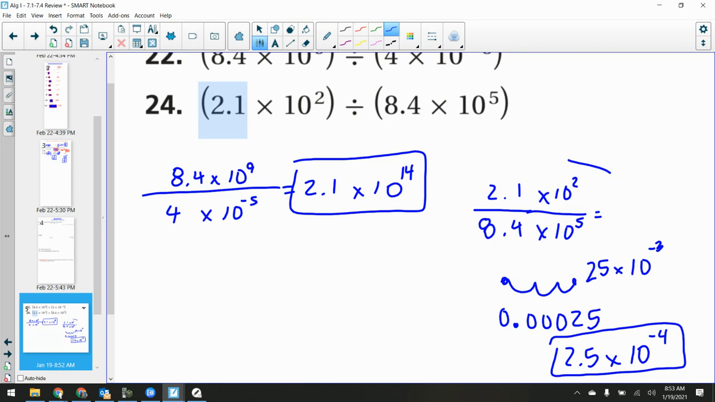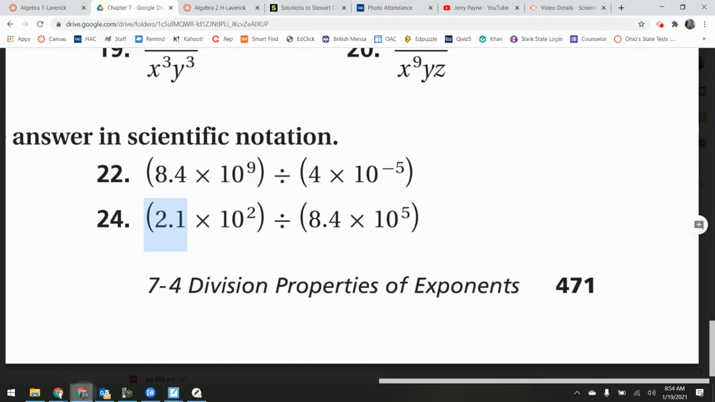Questions on the scientific notation ones? Again, in the end, you might have to take it out and then put it back into scientific notation. All right, let's keep it going.